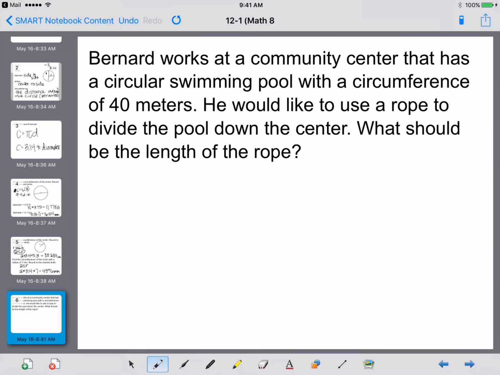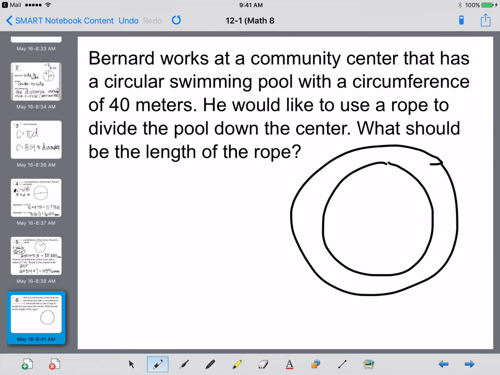Down here in this word problem, it says Bernard works at a community center that has a circular swimming pool with a circumference of 40 meters. So I'm going to draw a picture. It's a circular pool, and all the way around it is 40 meters. He would like to use a rope to divide the pool down the center. Okay, what should be the length of the rope?